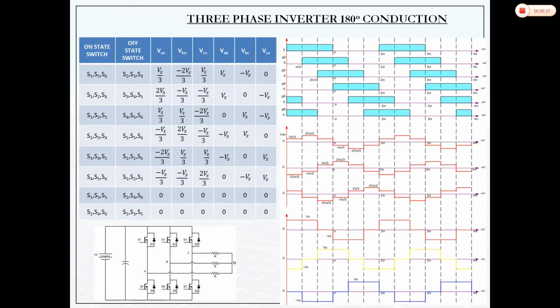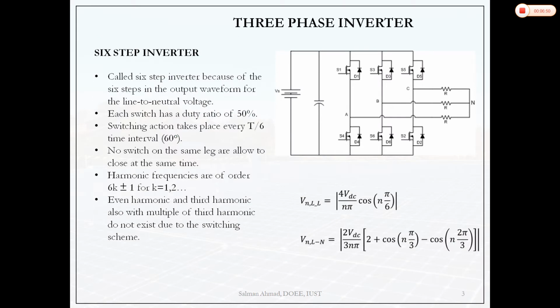Now we have two different modes of operation for a three-phase voltage source inverter, and they are called 180-degree conduction mode and 120-degree conduction mode. First I'll discuss the 180-degree conduction mode. You can see here one very important thing that you must remember. You can see from this figure.